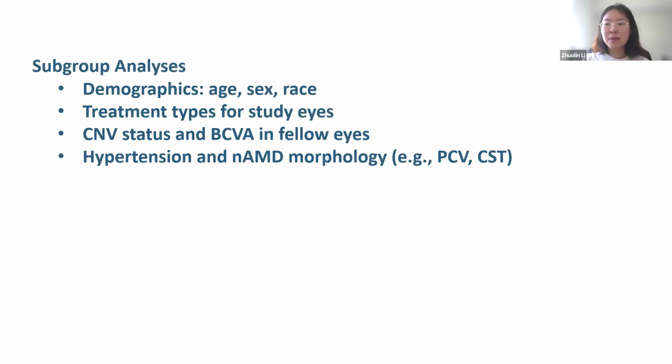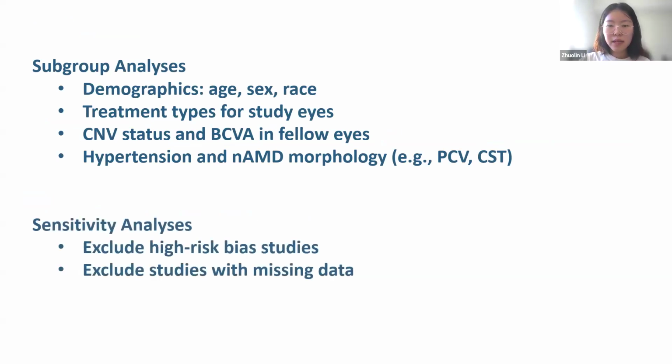And then we'll perform subgroup analysis to examine differences based on demographics, treatment types, CMV status, and BCVA in the fellow eyes, also hypertension and AMD morphology. And sensitivity analysis will assess the robustness of our findings by excluding the high-risk studies and those with missing data. This will ensure our study is reliable and valid.